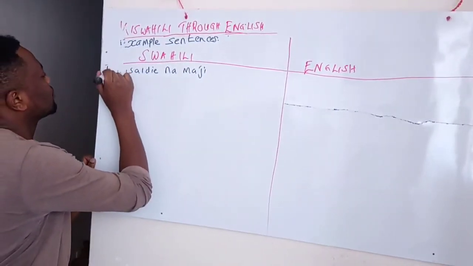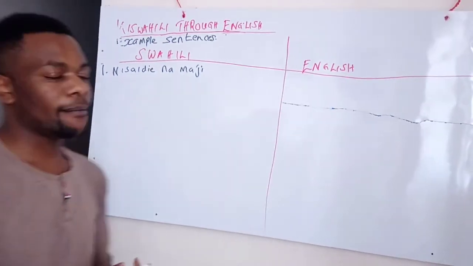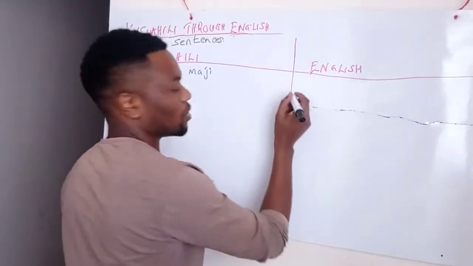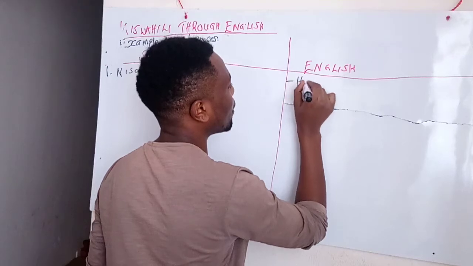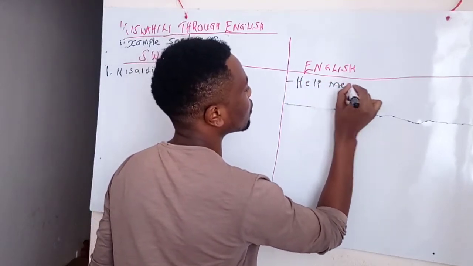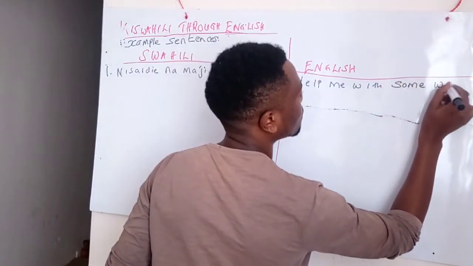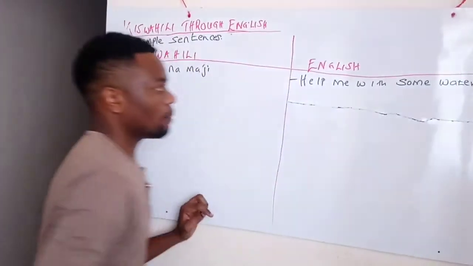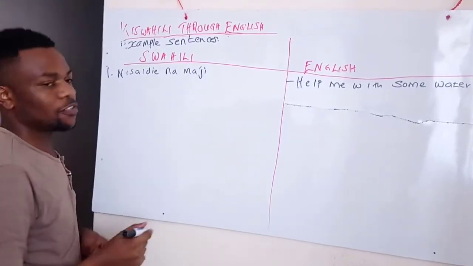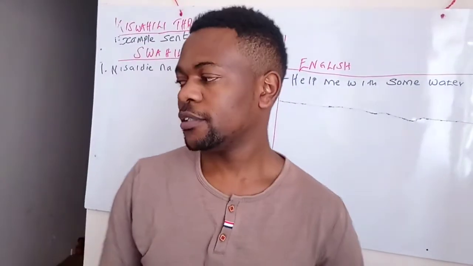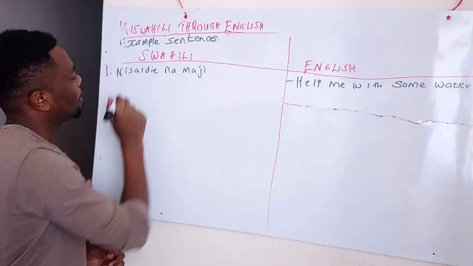In this particular case, this example that I've indicated here, nisaidie na maji, a direct translation of this statement is: help me with some water. Help me with some water. Nisaidie na maji.